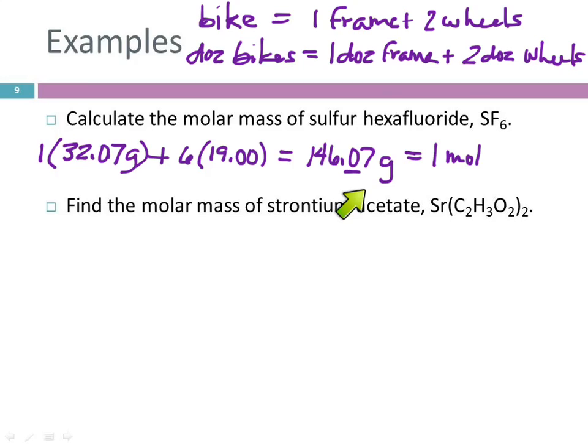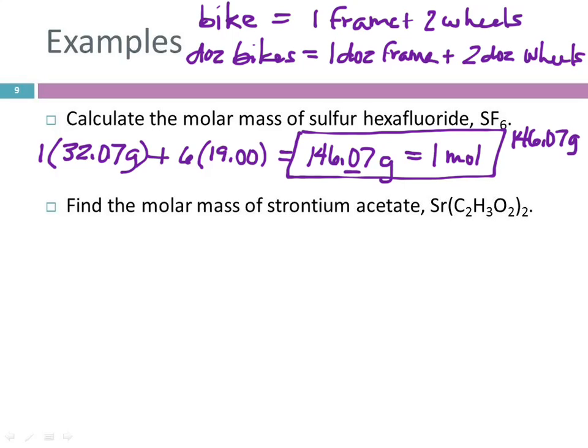This is the mass of 1 mole. So sometimes we'll write it like this, this many grams equals 1 mole. Or it could also be written like this, 146.07 grams per mole. Because we're choosing 1 mole and finding the mass of that. That's what the molar mass is. Any other questions?